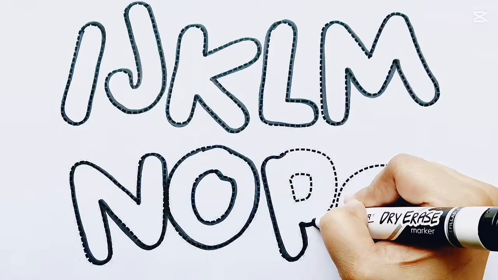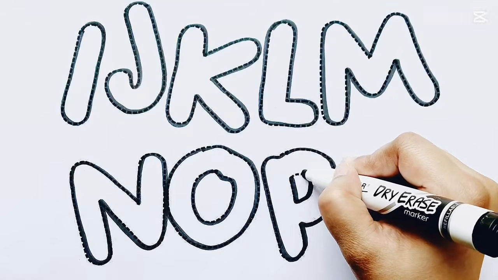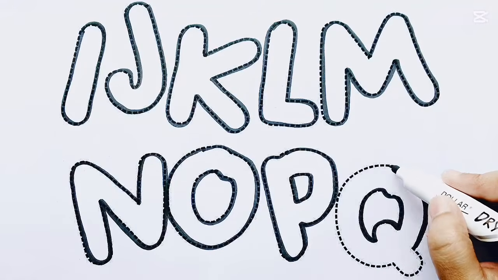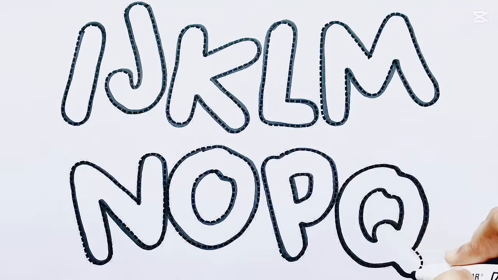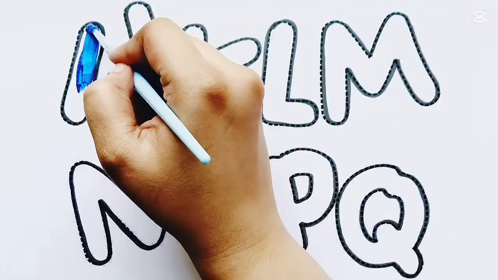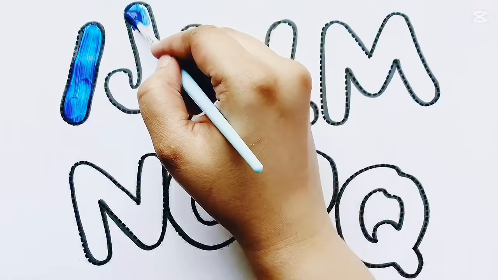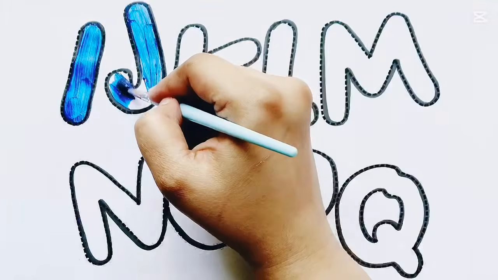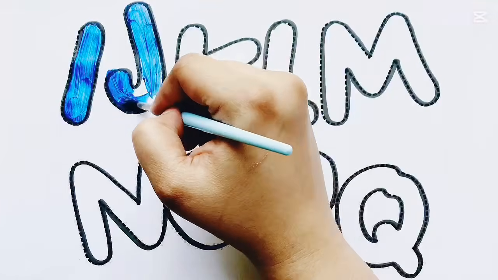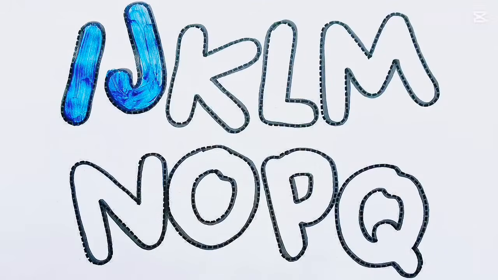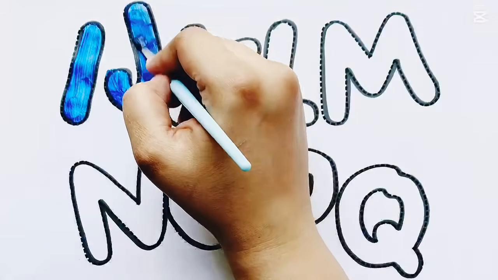P for parrot. Ambulance, airplane. Q for queen. Alligator, ant. Amazing art. Let's paint blue color. I for ice cream. J for joker. All together, A, B, C. Count the rhythm and 1, 2, 3. We're singing all together.